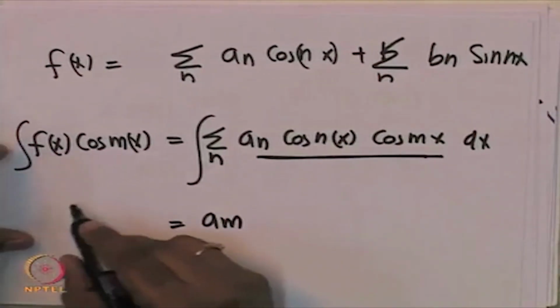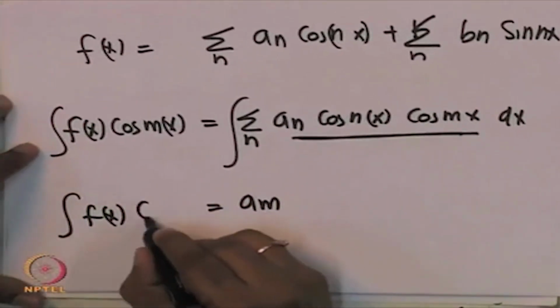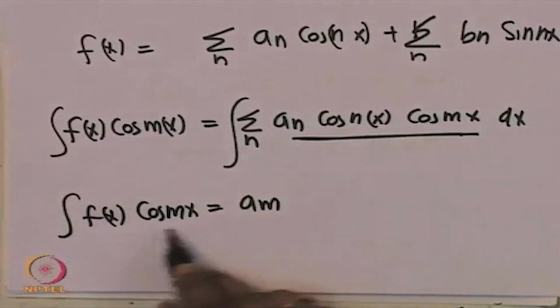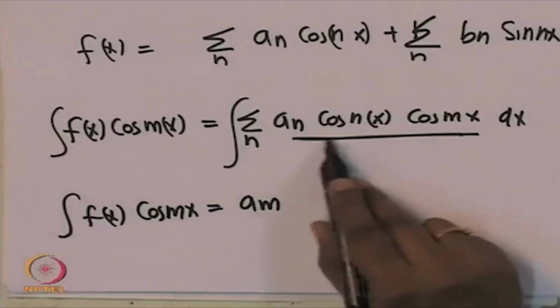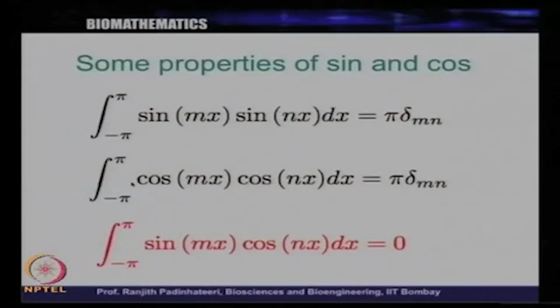a_m. a_m is equal to the integral of f(x) cos mx. This is what you will get. You expand this and use the property that the integral of cos mx cos nx is equal to 0 if m is not equal to n, and is equal to 1 when m equals n. So, if you use that, you will get this.